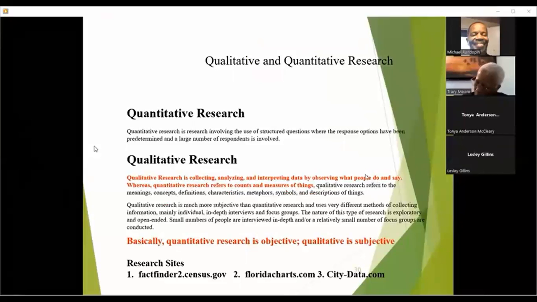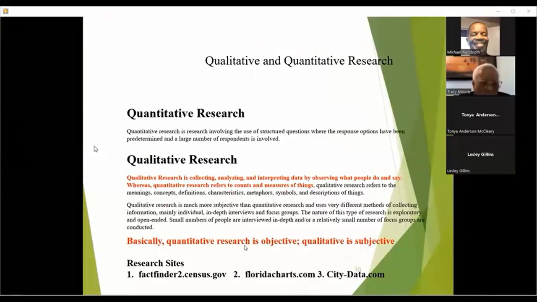One way of doing qualitative research is through focus groups, interviews, and surveys. On the other hand, quantitative research refers to the count and the measurement of things. And it also goes to the why something is going on.